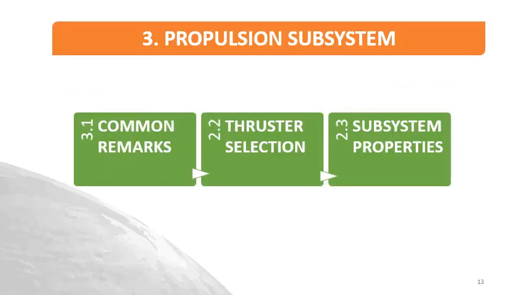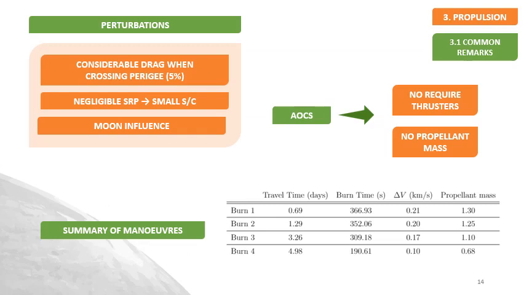The next section consists on studying by which means the maneuvers explained before are going to be carried out, the propulsion subsystem. A study of the perturbations showed that the most influential one is the drag effect that happens at each perigee crossing. That is why a 5% margin should be left in terms of delta V. It is going to be considered that the ADCS system won't require any propellant mass, so it is independent from the propulsion subsystem.